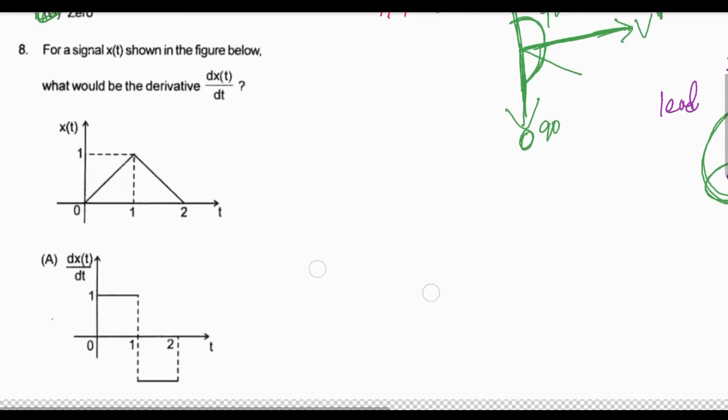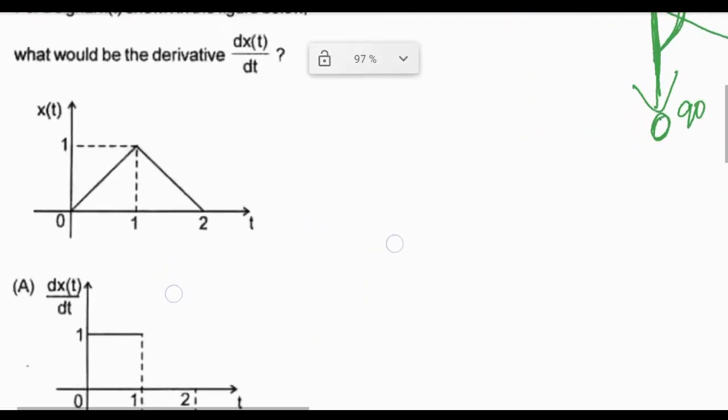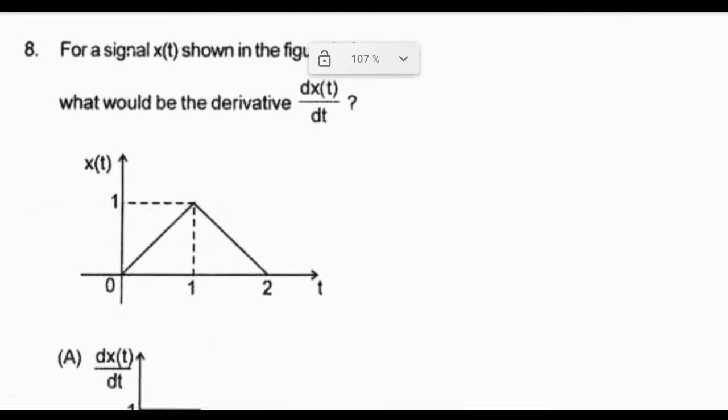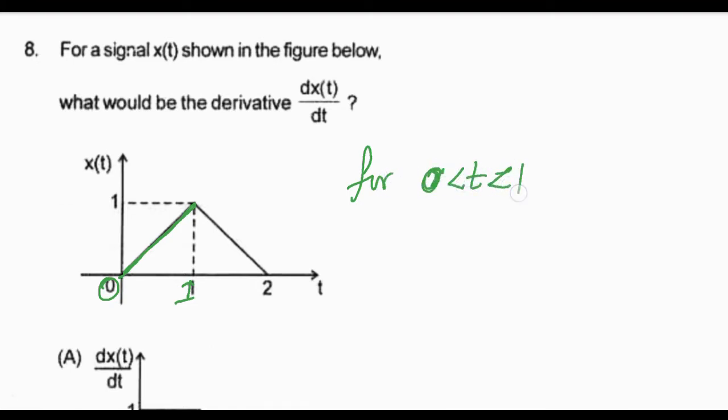So the next question: for the signal x(t) shown in the figure, what would be the derivative dx(t)/dt? What would be the derivative of this signal? For this part, from 0 to 1, I am writing x(t) is equal to t, because the slope is 1.